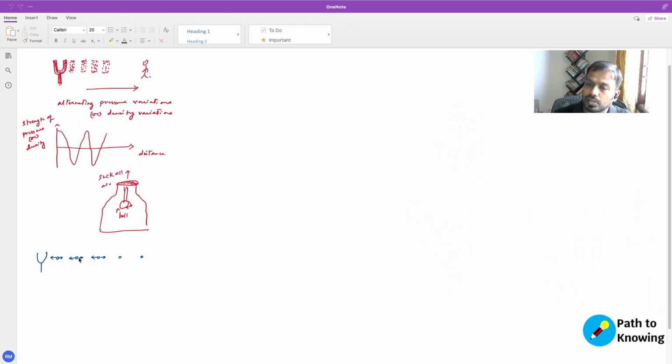It pushes, it pulls. It pushes, it pulls. And the push and pull on this particle is applied on the subsequent particle, which in turn is applied on the subsequent particle, and so on, right? So this is how the sound is propagated.